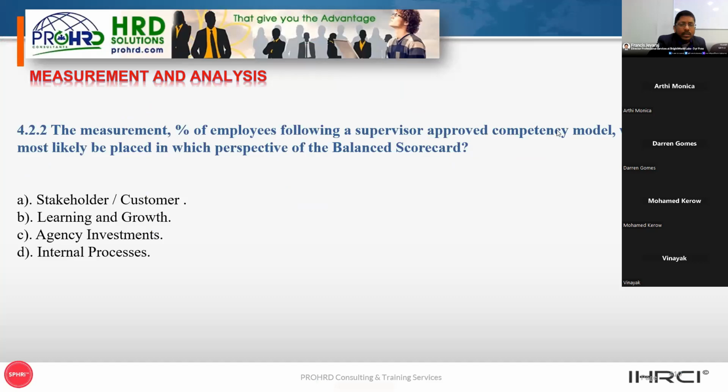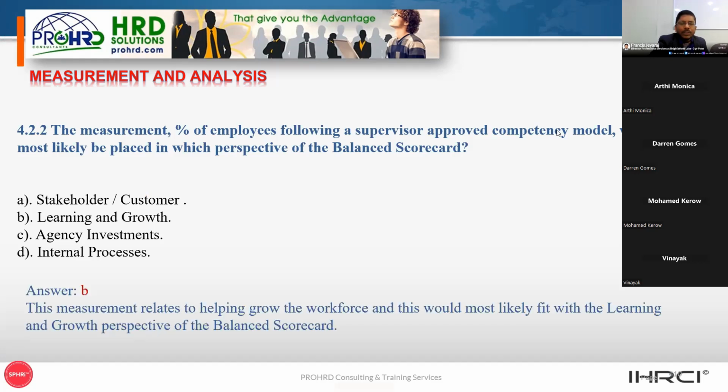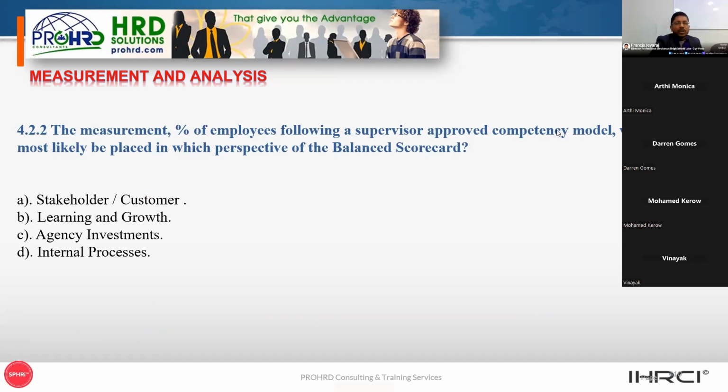Now the question is the measurement, percentage of employees following a supervisor approved competency model. This is a measurement KPI. Would most likely be placed in which perspective of the balanced scorecard?